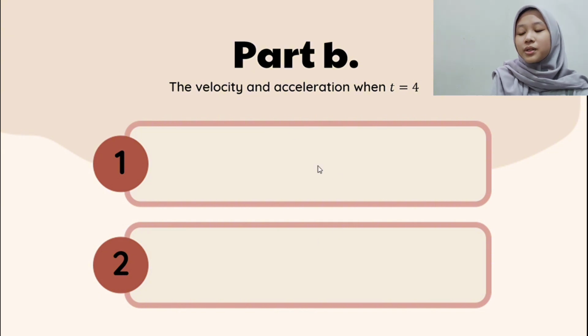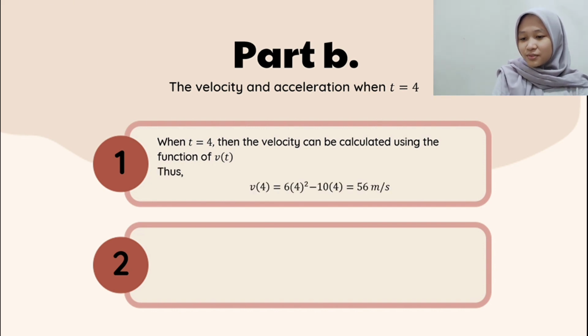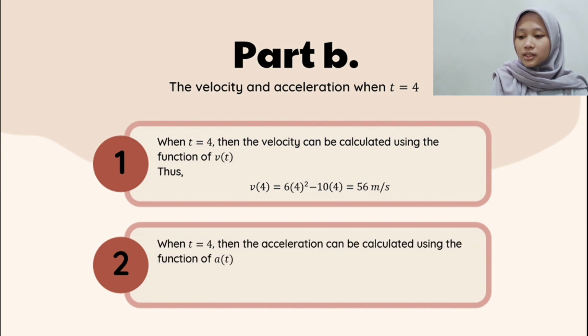Now moving on to part B, the velocity and acceleration when t equals 4. When t equals 4, the velocity can be calculated using the function v(t). Thus, v(4) equals 6 times 4 squared minus 10 times 4, and the result is 56 meters per second. When t equals 4, the acceleration can be calculated using the function a(t). Thus, a(4) equals 12 times 4 minus 10, and the result is 38 meters per second squared.